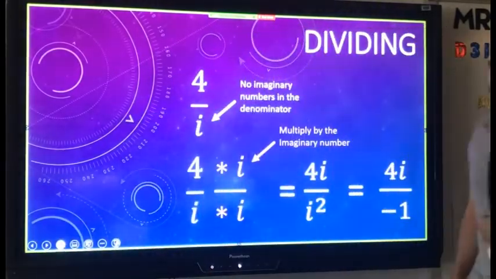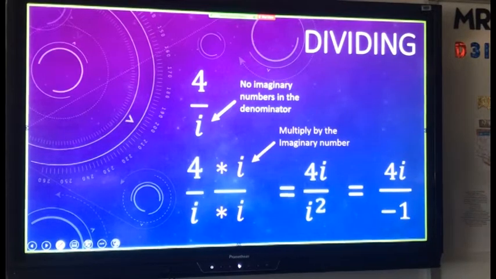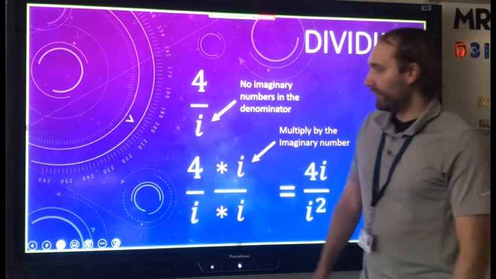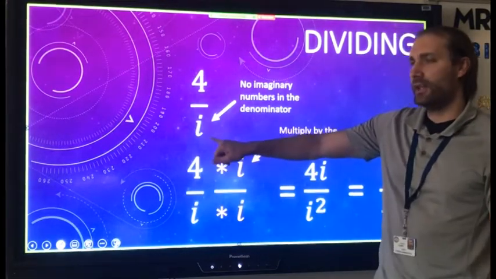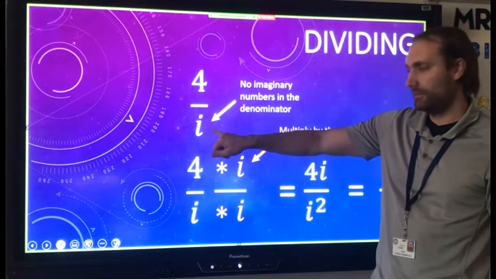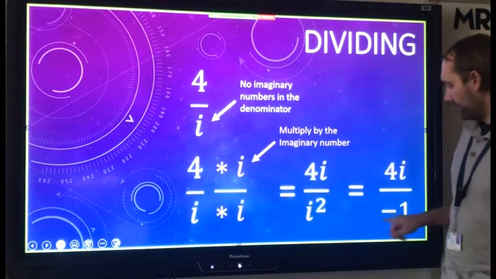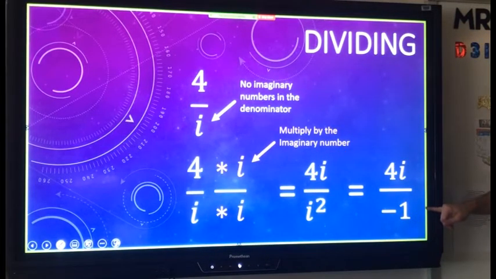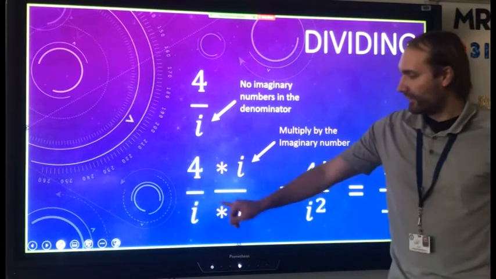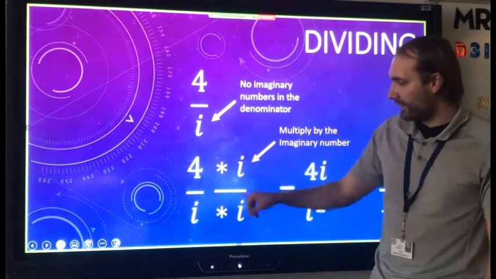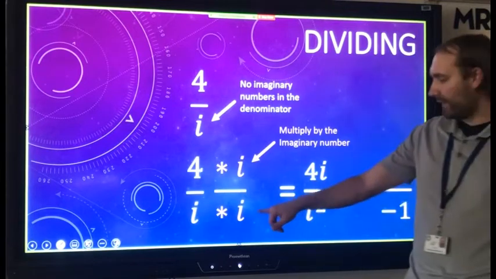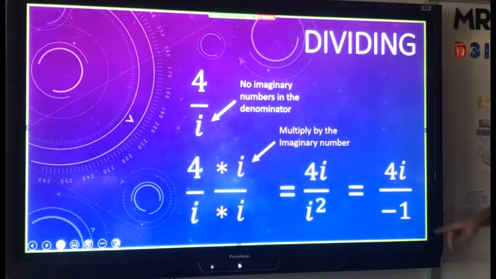Now when we divide, it works the same as radicals. We do not want imaginary numbers in the denominator because math. So what you need to do is, how do you turn i into a number on the number line? Well, you multiply i by itself. Multiply by itself, you get -1. So I need to multiply the top and the bottom by i here. That gives me 4i on top. And i times i is i squared, which is a -1. Do you see any i's on the bottom? Nope. So we're done. That's all we need to do, is just get i out of the denominator.